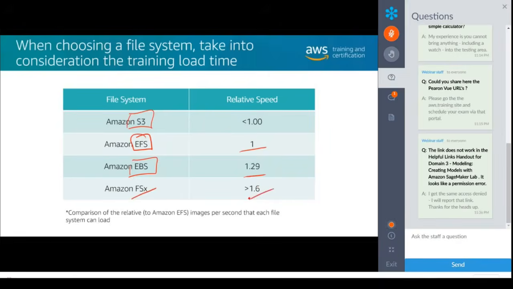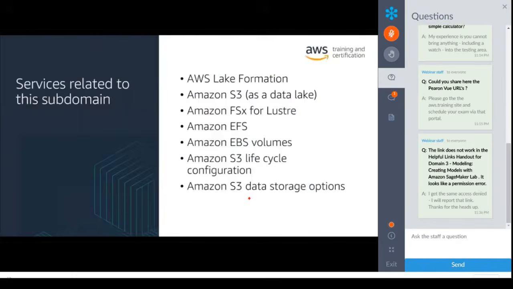But again, pay attention to the question. If the question says that you want to optimize for speed over everything else, then that's very different than saying what would be the best choice, because the best choice usually will also include economics. The business you're doing the machine learning for actually cares about money, right?